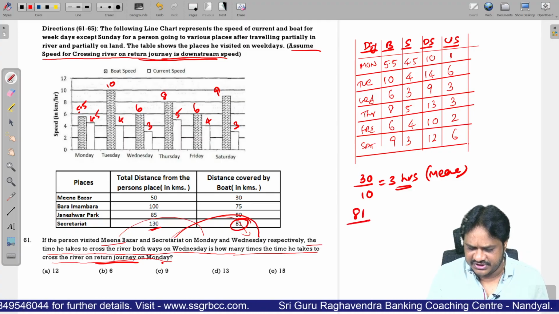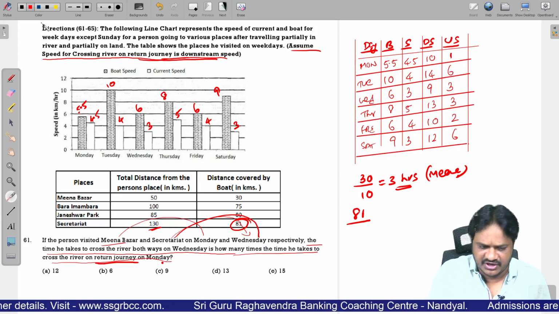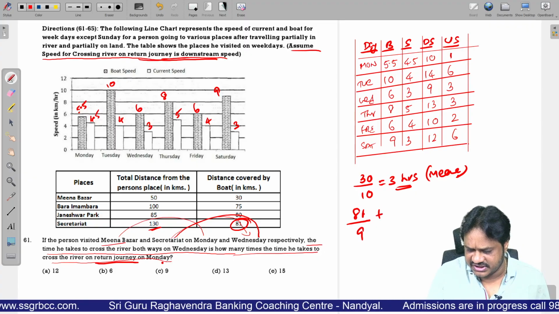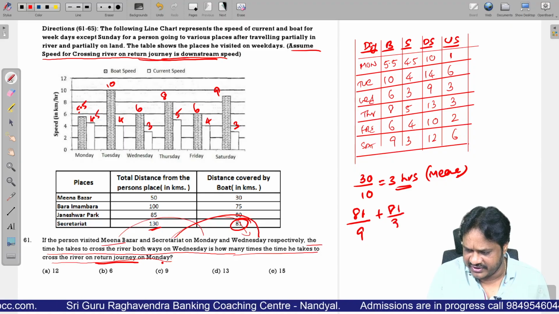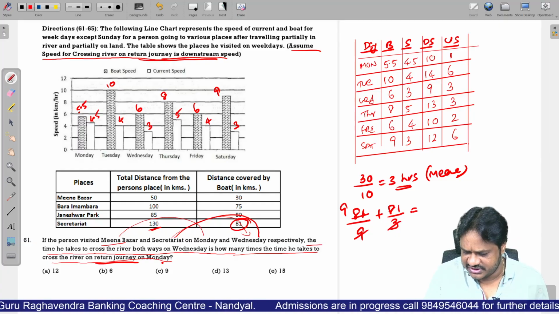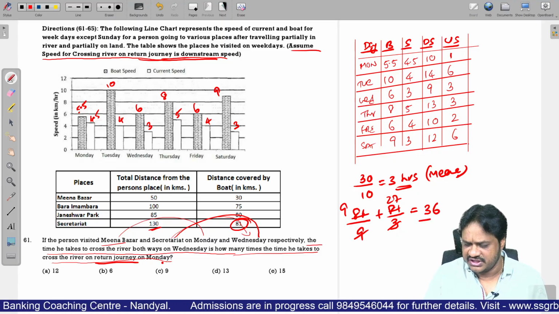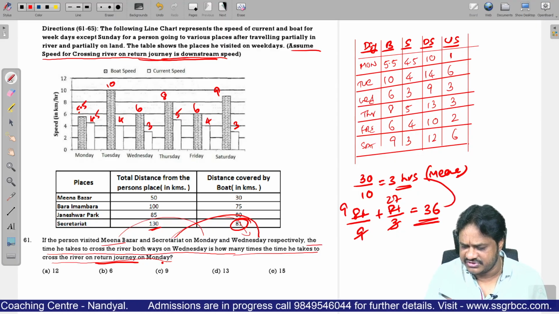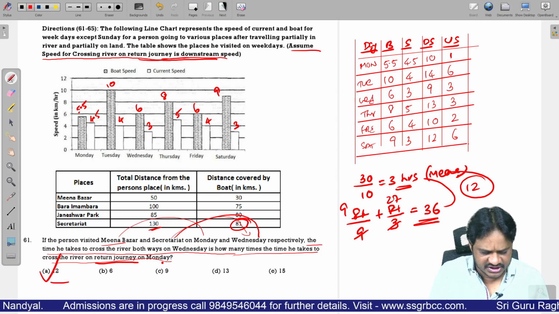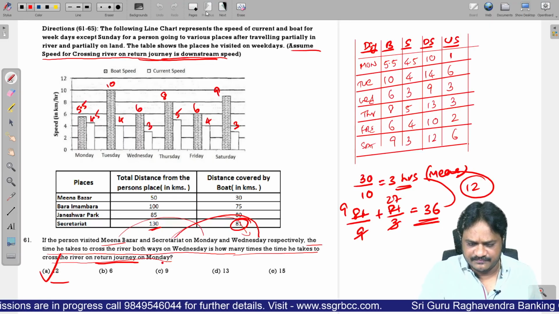Both ways means both downstream and upstream. On Wednesday, what is downstream? 9. So 81 divided by 9. We have to calculate time, distance by speed, and 81 divided by 3. We will get 36. Now the question is, 36 is how many times of 3? 12 times. 12 times is the correct answer. Option 1. Let us see the next question.